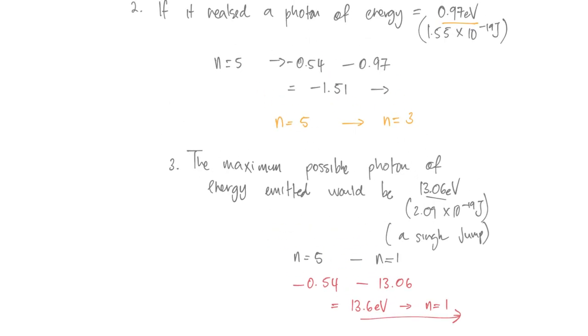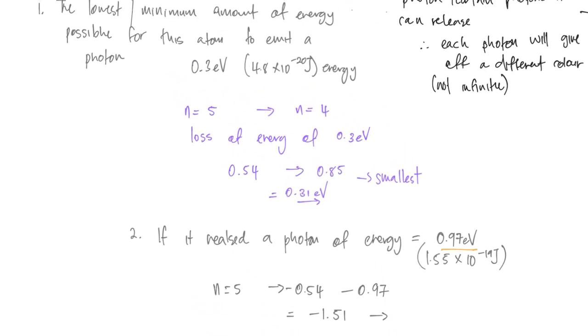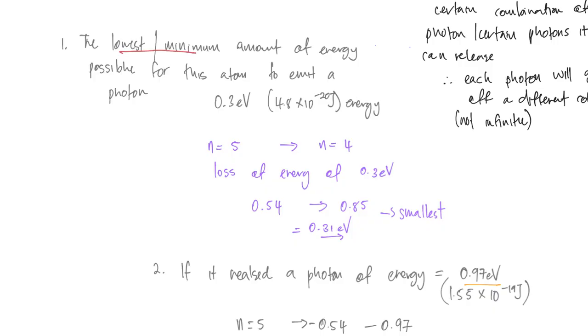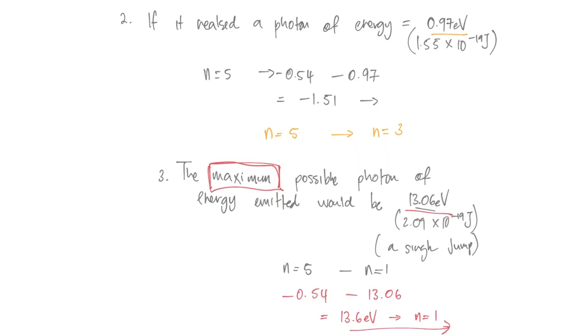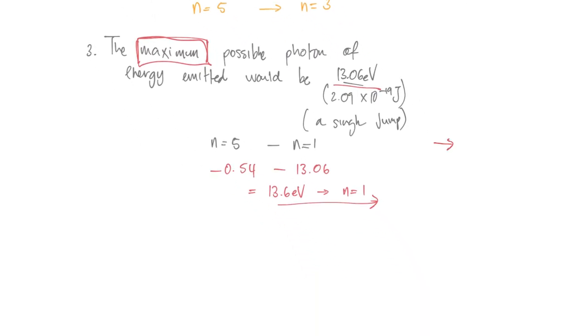So two things to take back from here. We've got the maximum possible, which is 13.06. Remember, hydrogen is the most common question. And we've also got our lowest and minimum at 0.3 electron volts. And all of this, remember, we said, can only emit or absorb one photon at a time.